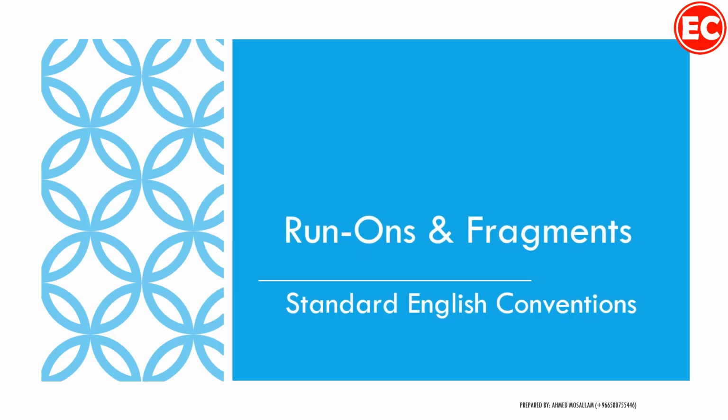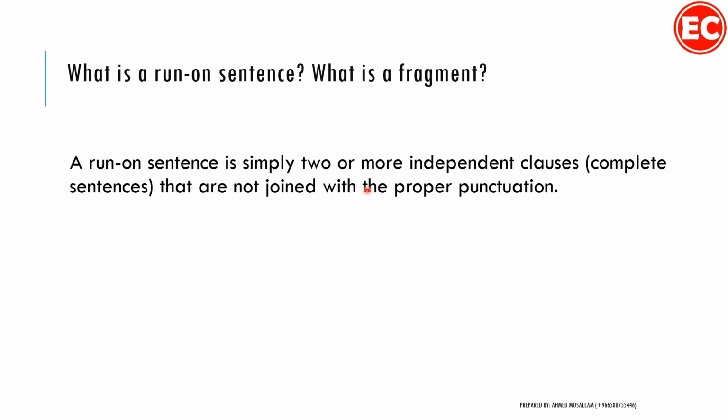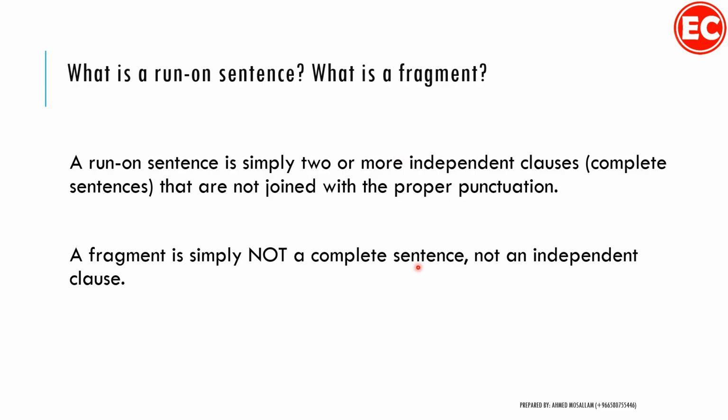Today's lesson is going to be about run-ons and fragments. So let's have a definition first. What is a run-on and what is a fragment? First of all, the definition for both of them is completely different because they talk about two different things. The first one, a run-on sentence, is simply two or more independent clauses that are not joined with the proper punctuation. That means we have two complete sentences, but the punctuation is not correct, while a fragment is not a complete sentence. So it's not an independent clause. In that case, we call it a fragment.